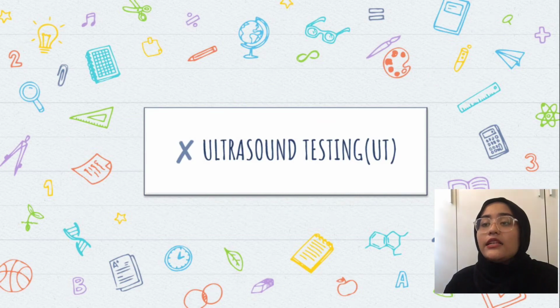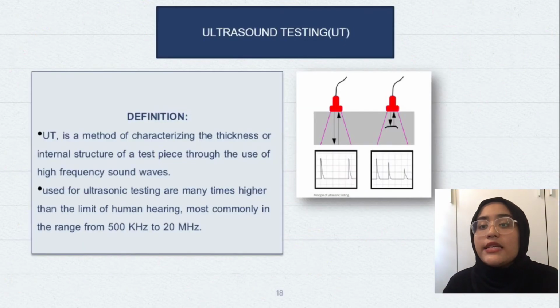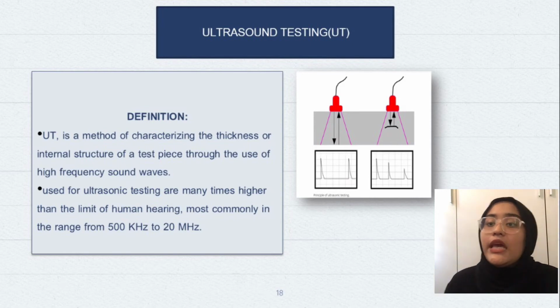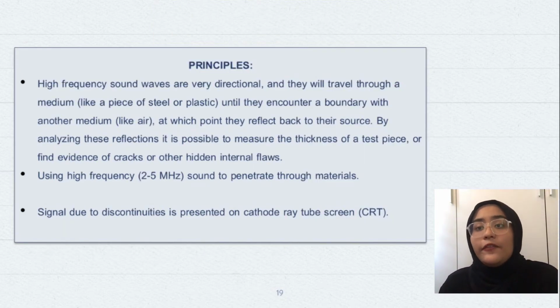So the next one is ultrasound testing. In ultrasound testing, it is a method of characterizing the thickness or internal structure of a test piece. So usually it is beyond the limit of human hearing. We use 500 kilohertz to 20 megahertz. So the high frequency sound waves are very directional.